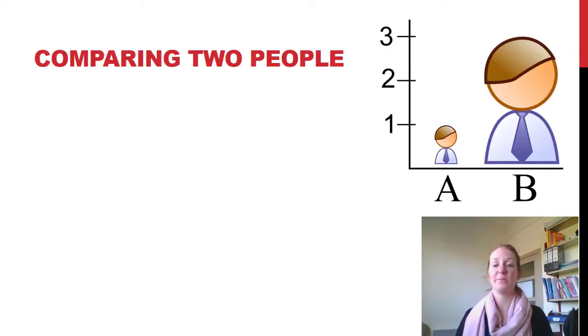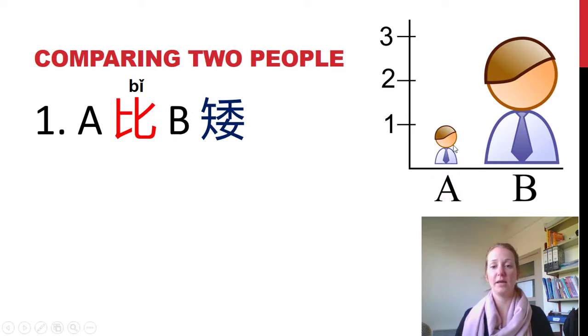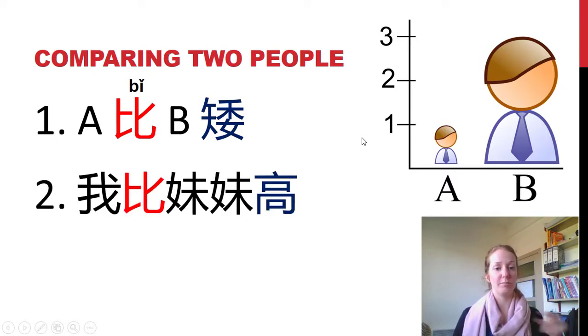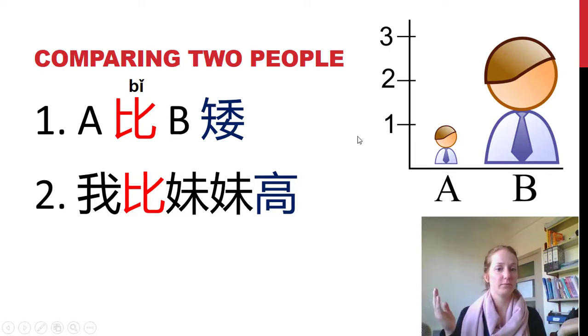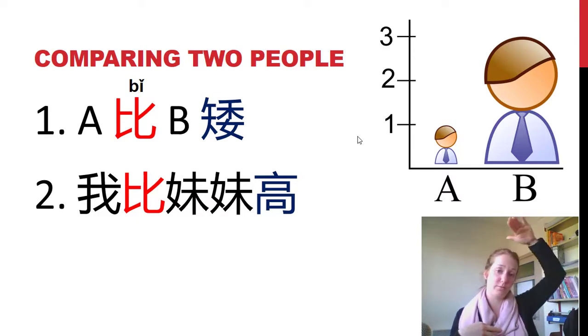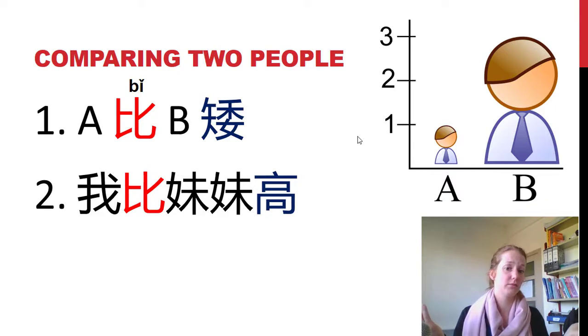So comparing two people. When we compare, we use the word 比. For example, in this picture here, A 比 B 矮. What's the meaning? A compared to B is short. Alright, let's have a look at the next one. 我比妹妹高。是什么意思？I, compared to my younger sister, am tall.